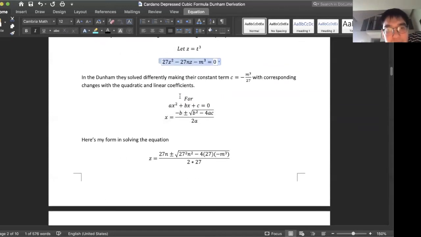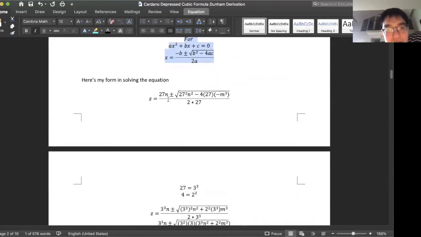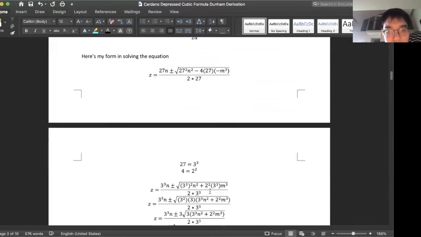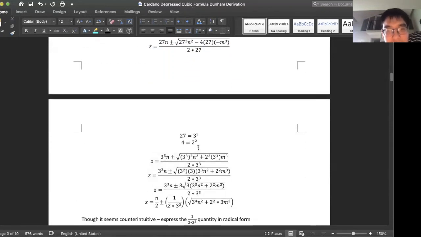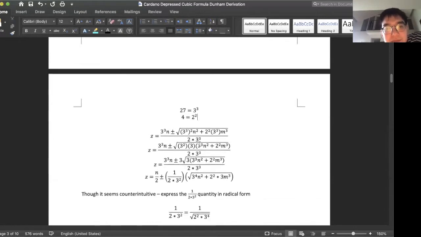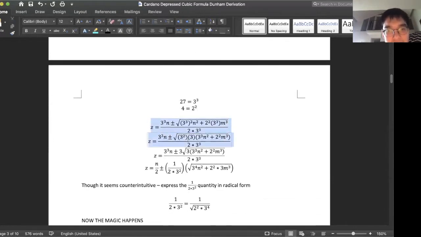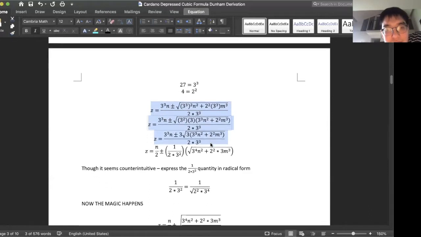So just to quickly recall, this is the quadratic formula. And if you know how to use it correctly and plug it in, you should end up with this. Now, just to make looking at the algebra a bit nicer, I'm going to express 27 and 4 in terms of their prime factorizations, so 3 cubed and 2 squared respectively. Now we end up with these nasty terms we have to go and simplify.